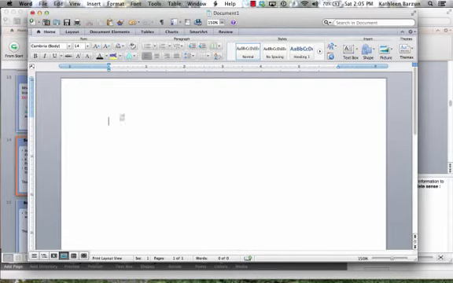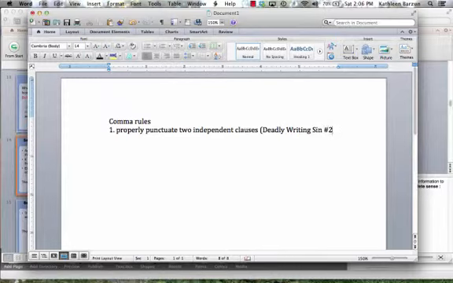Okay, so we're going to talk about comma rules, and there are four core comma rules to learn that really cover everything that you'd need to know about commas. The first is how to properly punctuate two independent clauses. This is also known as deadly writing sin number 2 if you do the Hamilton College sins.